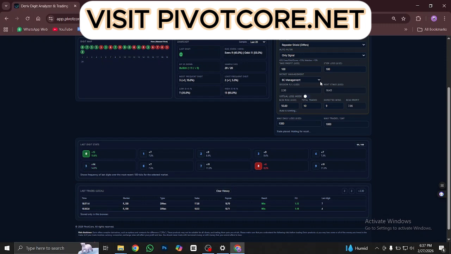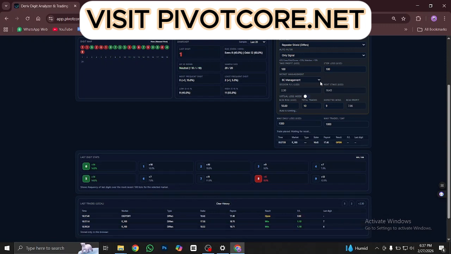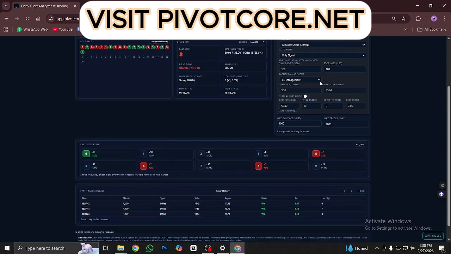My plan for this 7-minute session is a disciplined 10-trade sequence with a clear target of 9 out of 10 wins. By using the automation on PivotCore.net, I can set my last digit prediction and let the bot analyze the tick patterns for me. It only enters when the probability is at its highest, giving us a massive statistical advantage.